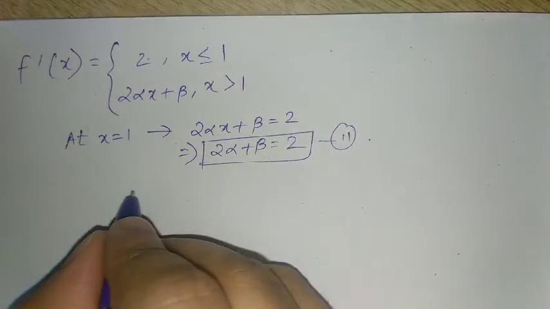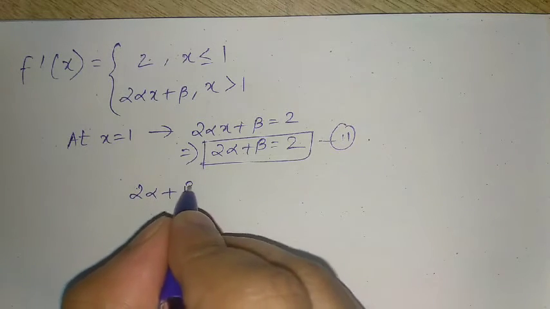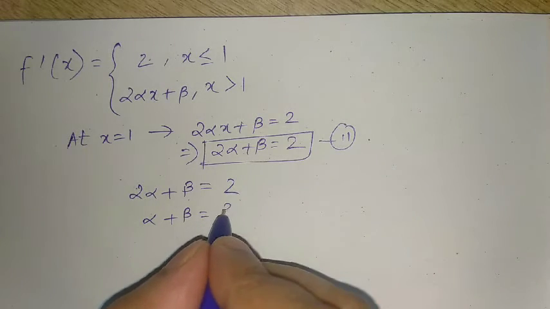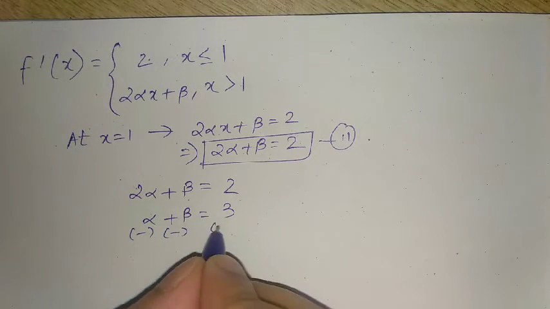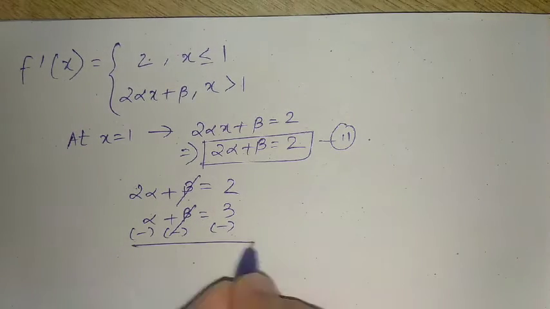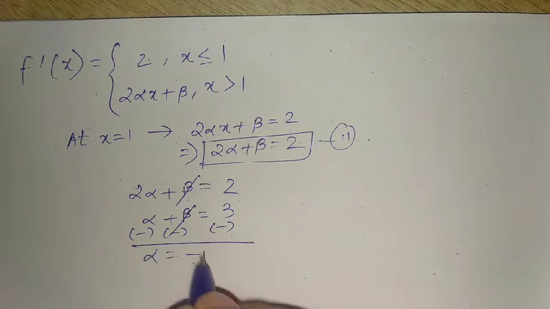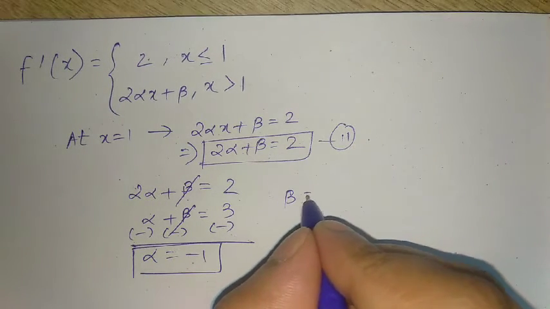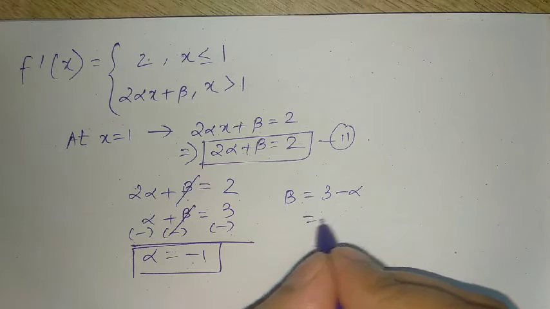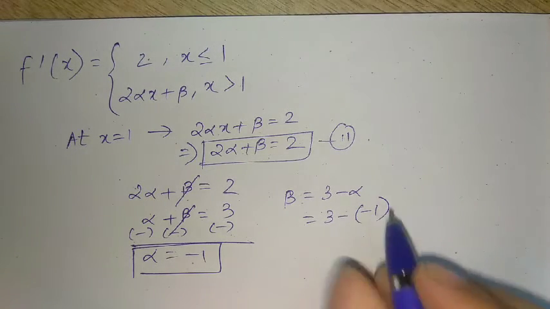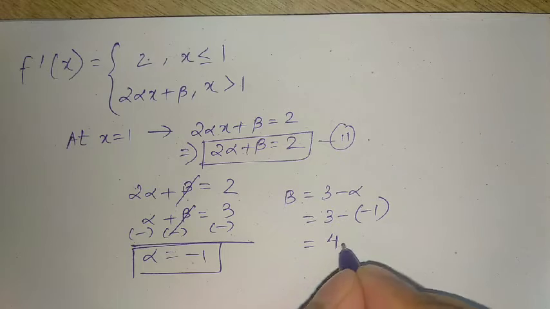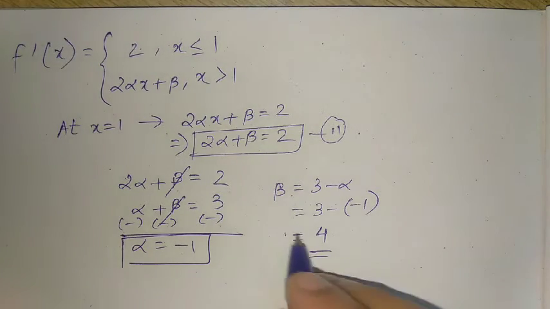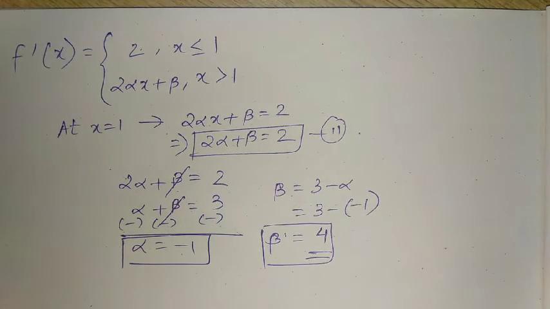So if we solve both the equations simultaneously, 2 alpha plus beta is equal to 2 and alpha plus beta is equal to 3, and we subtract, so these two will get cancelled, so alpha will come out to be minus 1. And what about beta? So beta will be 3 minus alpha, which is 3 minus of minus 1, which is equal to 4. So the value of beta is equal to 4. So this is your final answer.